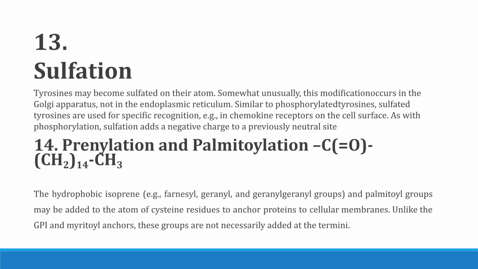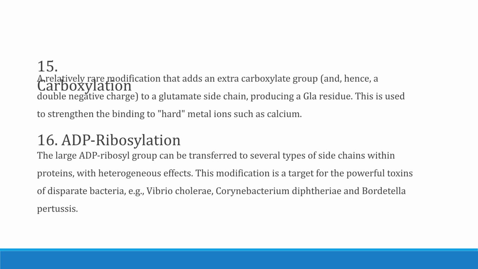Methylation occurs on positive groups of lysine and arginine. While methylation does not change the positive charge, acetylation of lysine regulates protein binding to nucleic acids by weakening electrostatic attraction. Sulfation of tyrosines adds a negative charge and is used for specific recognition. Prenylation and palmitoylation add hydrophobic groups to cysteine residues, anchoring proteins to cellular membranes, similar to GPI and myristoyl anchors, but not necessarily at the termini.